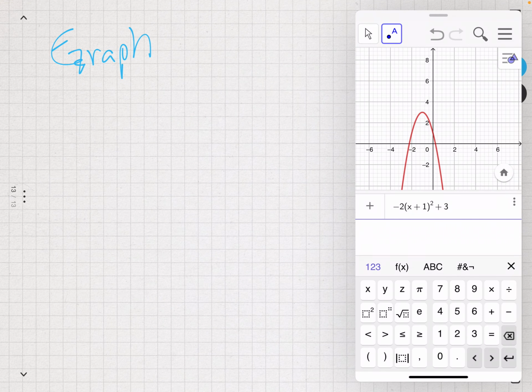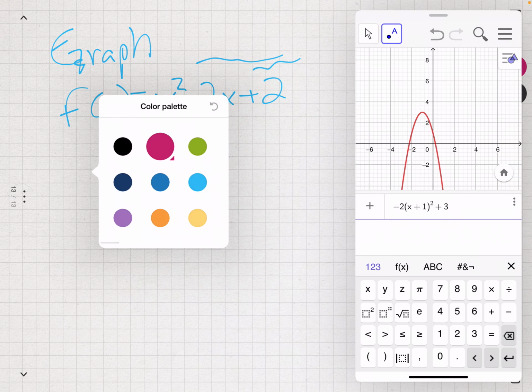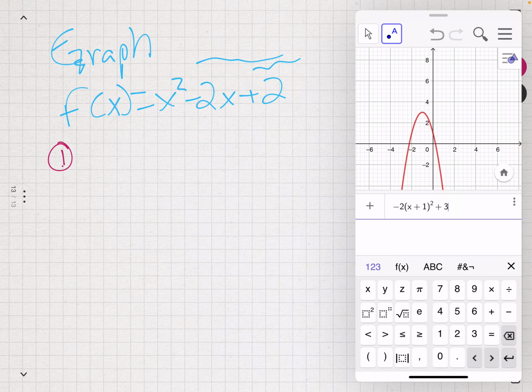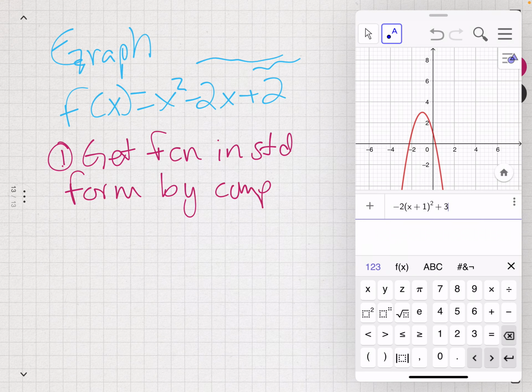Graph f of x equals x squared minus 2x plus 2. Because now it's not just a shift by a constant, it's essentially a shift by a linear function. And so what we need to do, and I'll give you the steps and then we'll come back to actually do this. So first we need to get the function in standard form, and we will always do that by completing the square.